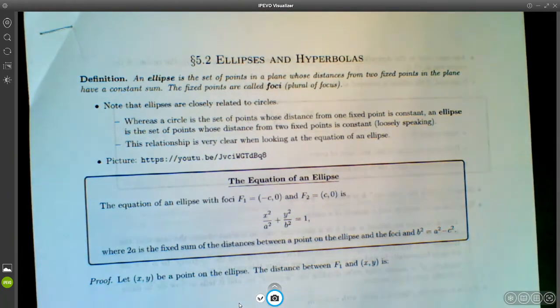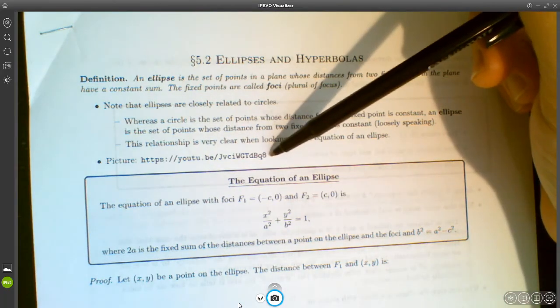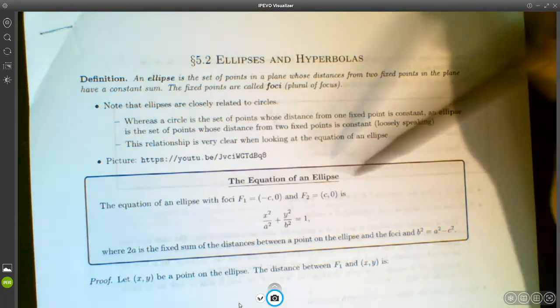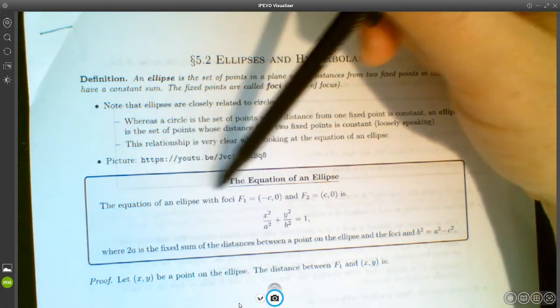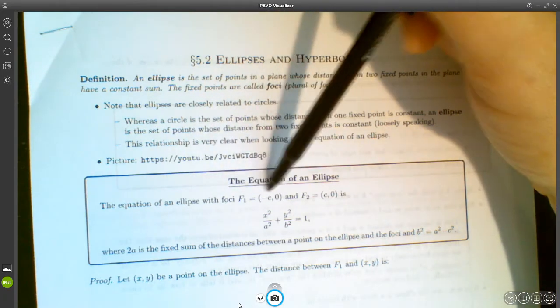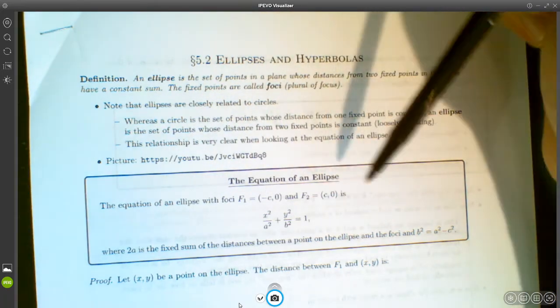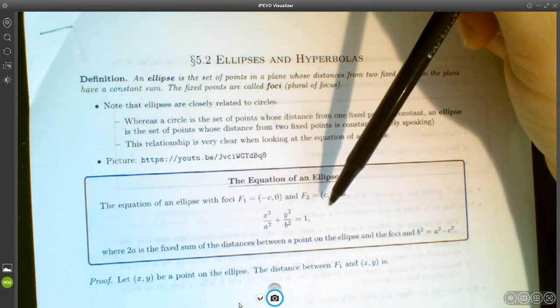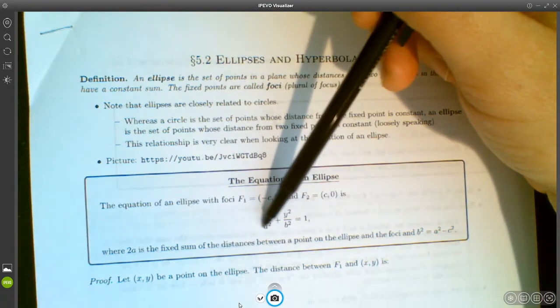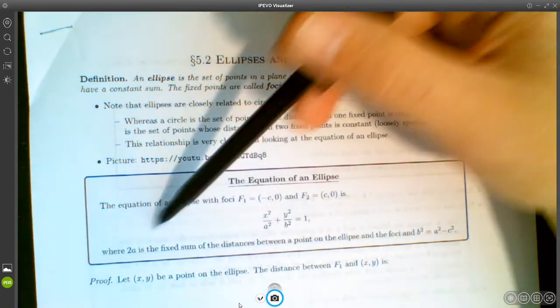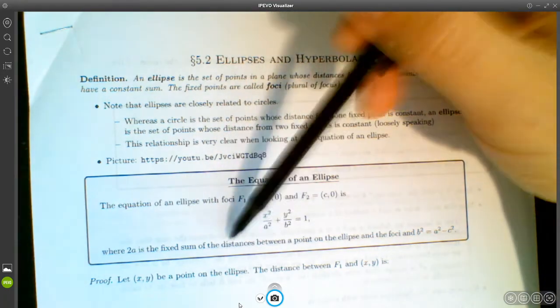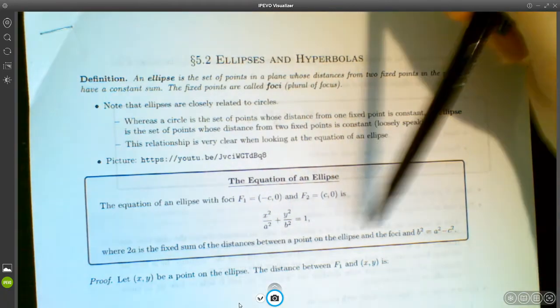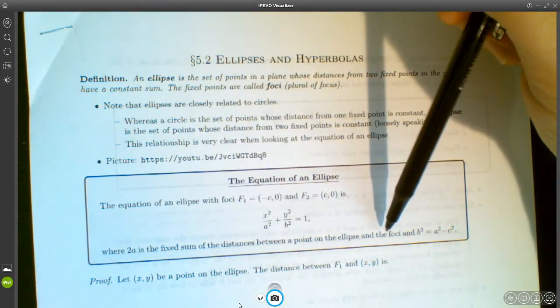Okay, so now that you've done that, hopefully, here's the equation for an ellipse. The equation of an ellipse with foci at negative c, 0 and positive c, 0 is given by x squared over a squared plus y squared over b squared equals 1, where 2 times a is the fixed sum of the distances between a point on the ellipse and the foci.